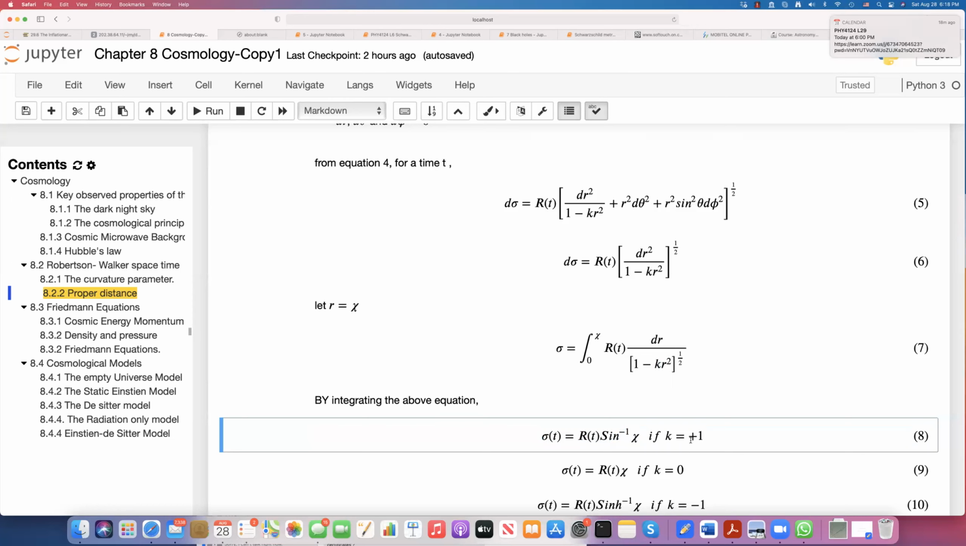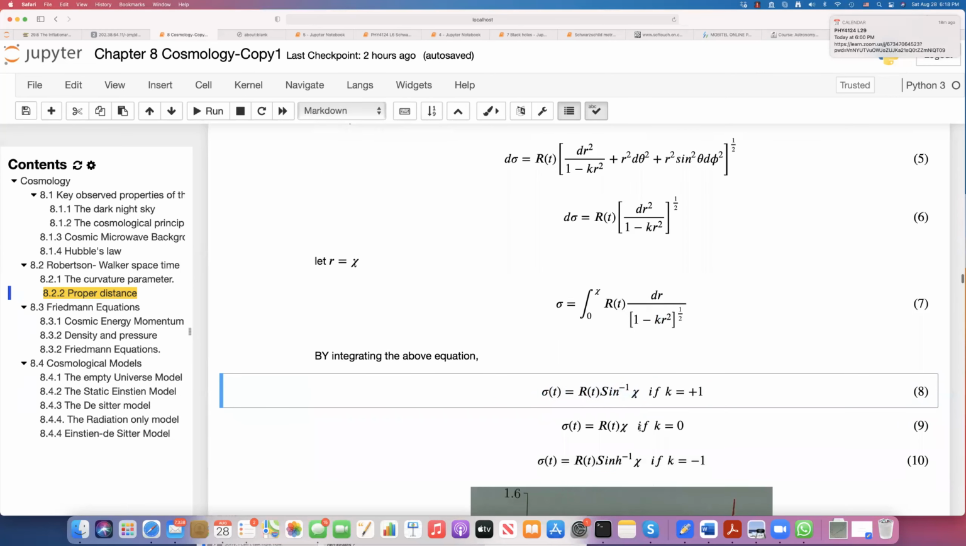And for the flat space, k equals 0. If k equals 0, this term will be equal to 0. So straight away you will get just R(t) times whatever the variable is, so that is chi. Just go through it yourself, you can easily understand this. And the other option is for the negatively curved space.